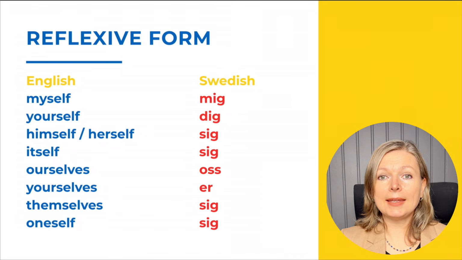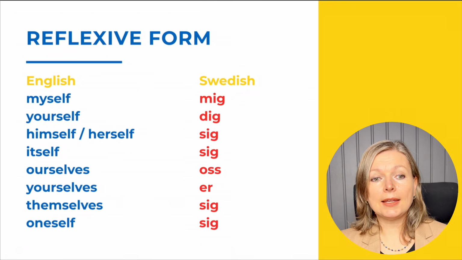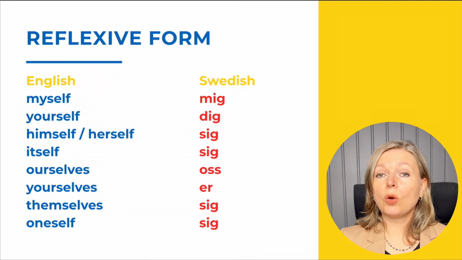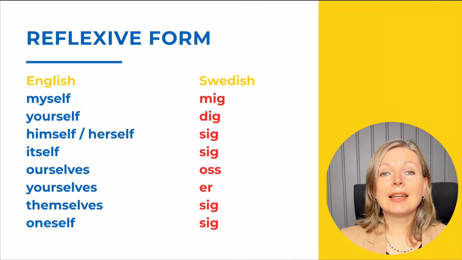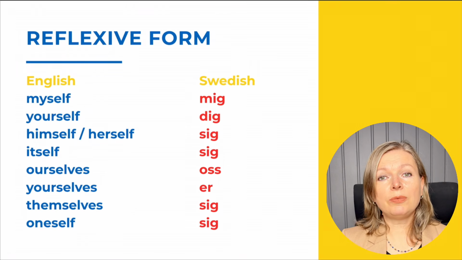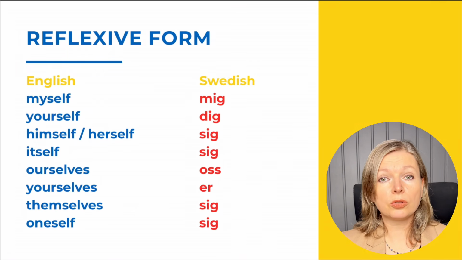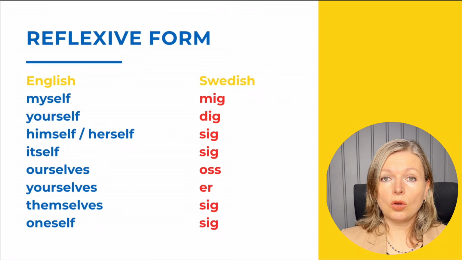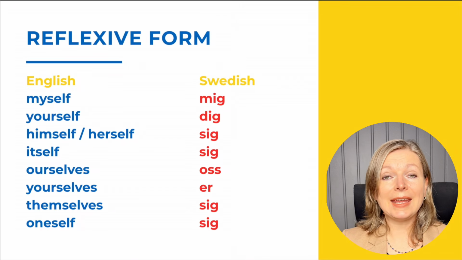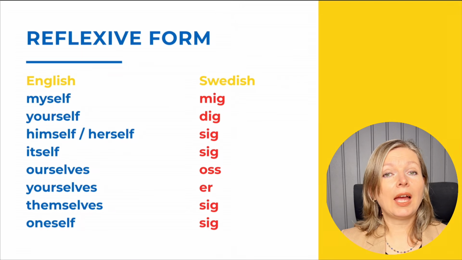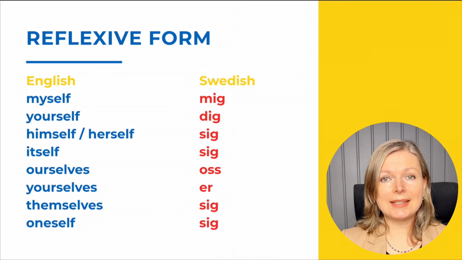Yourself, dig. Himself, herself, sig. Itself, sig. Ourselves, oss. Themselves, sig. Oneself, sig. As you see, we have many sig forms, so we use sig for the third person, but when we have jag, it will be mig, du, dig, ni, vi, oss, and for the rest it will be sig.